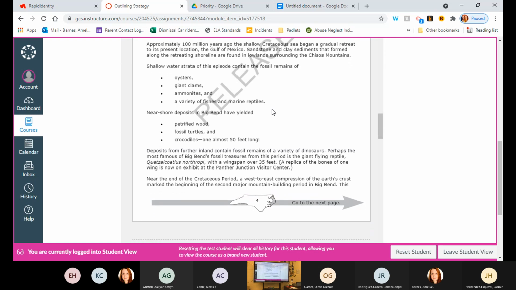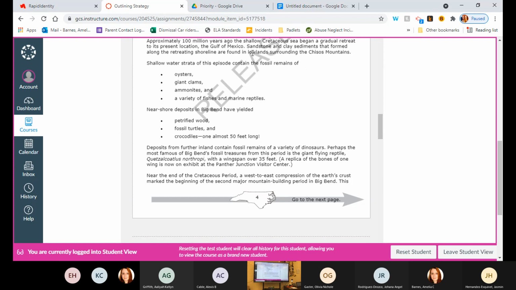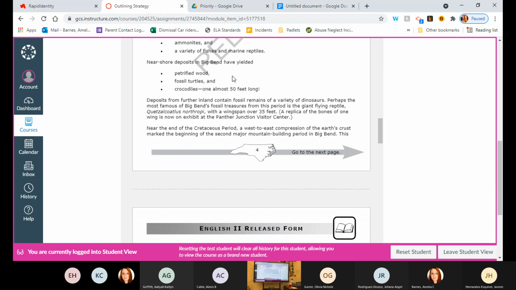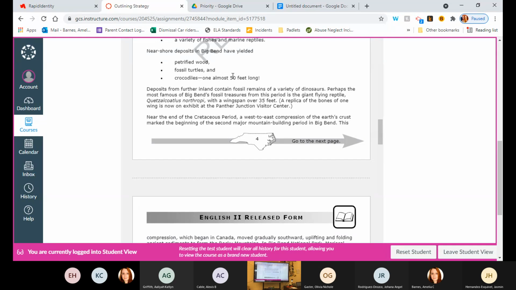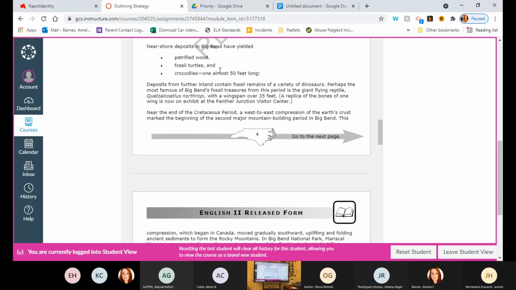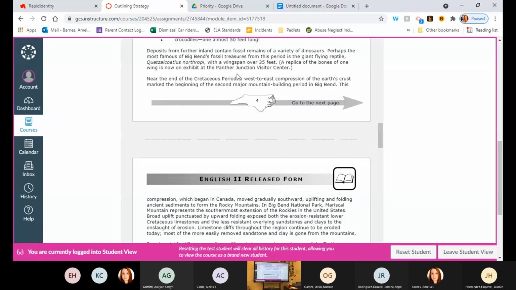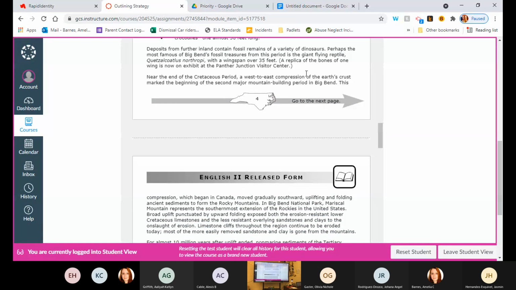Approximately 100 million years ago, the shallow Cretaceous Sea began a gradual retreat to its present location, the Gulf of Mexico. Sandstone and clay sediments that formed along the retreating shoreline are found in lowlands surrounding the Jesús Mountains. Shallow water strata of this episode contain the fossil remains of oysters, giant clams, ammonites, and a variety of fishes and marine reptiles. Nearshore deposits in Big Bend have yielded petrified wood, fossil turtles, and crocodiles, one almost 50 feet long. Deposits from further inland contain fossil remains of a variety of dinosaurs.